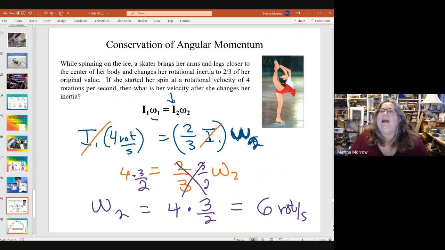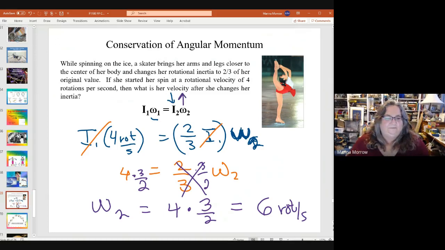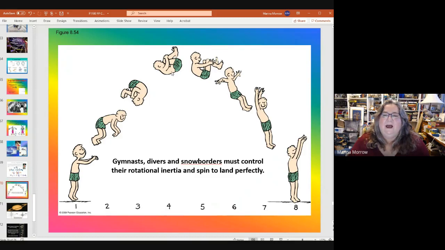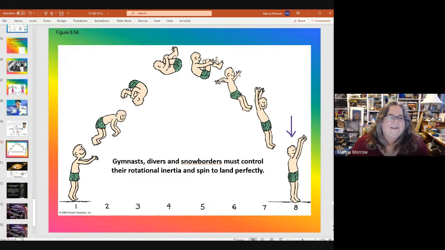Okay, so she is now spinning faster, which is what you'd expect. So smaller rotational inertia, greater rotational velocity. And so when people do this, part of being a gymnast or an acrobat or a snowboarder is learning to control this so that you can come out of your curling and spinning just right. So in the Olympics, there's a lot more credit given if you can land perfectly upright for your dives or your gymnastic events.